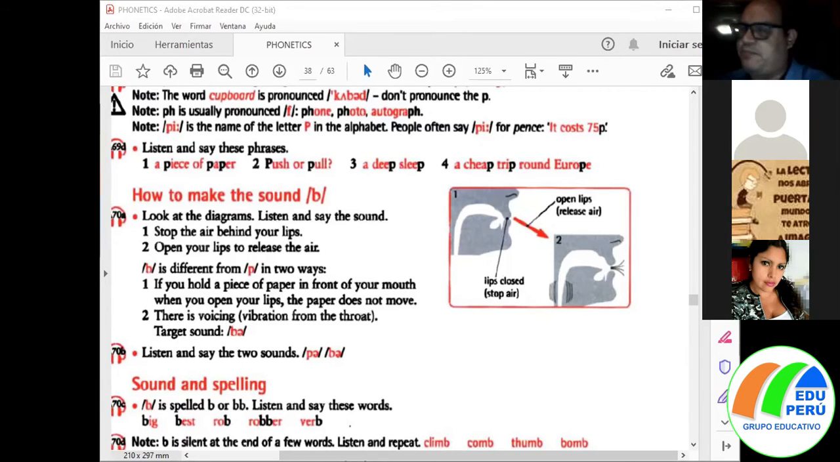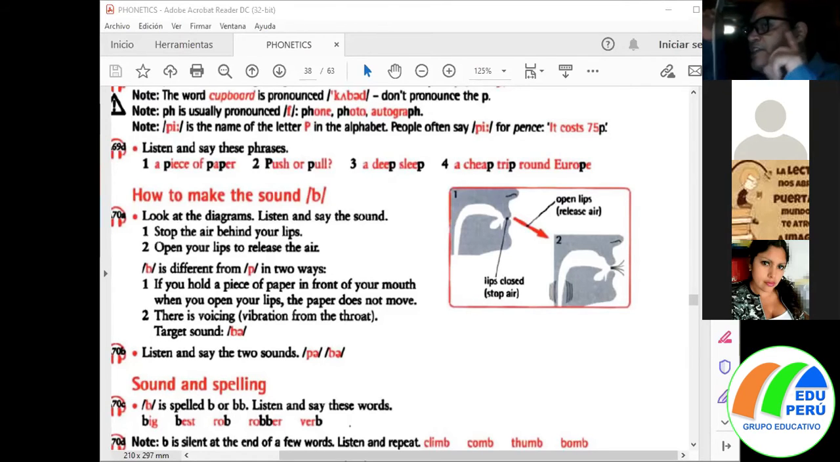So notice here this paper. I'm going to place it in front of my mouth in order to notice the difference between the sound pa and the sound ba. First, I'm going to produce the sound pa. Did you notice what happened? The paper started moving, right? Remember when we talked about allophones, we call this the aspiration, when you release the air.